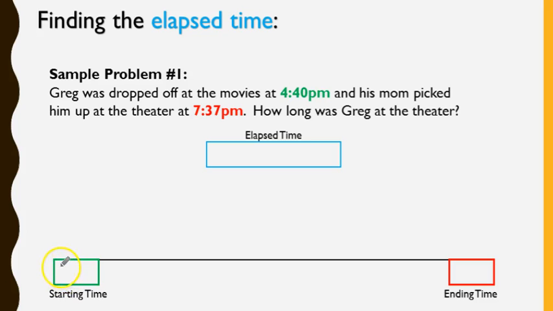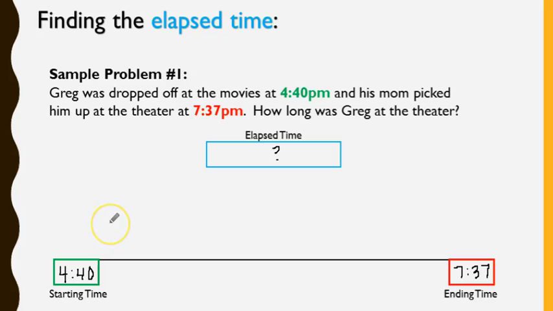So the starting time, and you do this on your paper too, is 4:40. And the ending time is 7:37. And we need to find the elapsed time. This is the part that we don't know. Okay, so now what we're going to do is make a landscape with our mountains, hills, and rocks all the way from the starting time to the ending time.